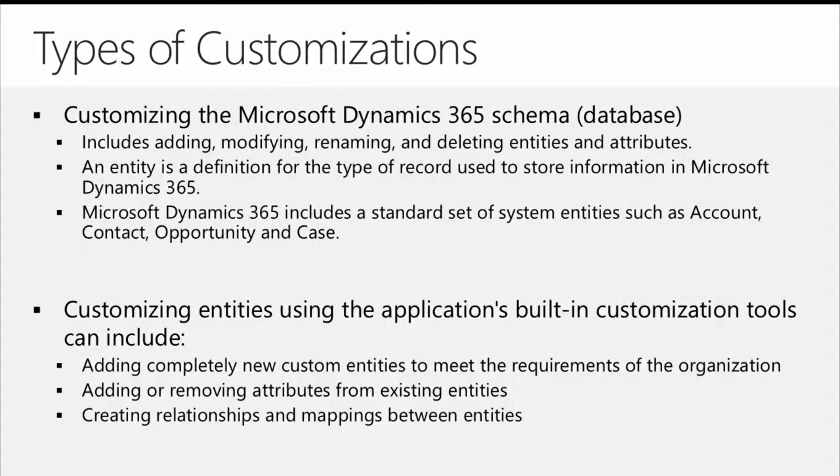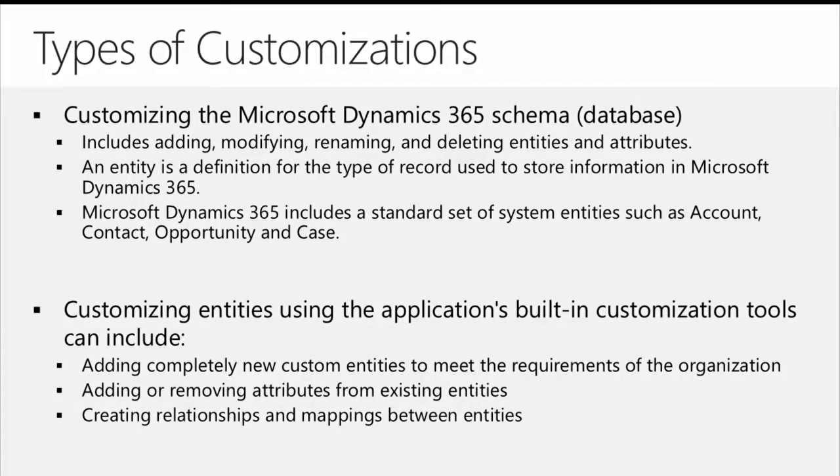So there's a lot of different customization options that are available, and we're going to get through a lot of these as we work through this course. But just some of the baseline situations would be what are called schema changes, or actually going in and making database modifications. This would include things like adding and renaming different columns within the application, creating new tables to store information inside Dynamics 365, going in and actually creating what's called a new entity.